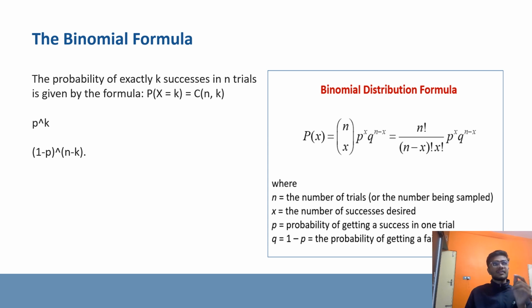If anything is happening, for example, this torch should turn on, the probability of the torch turning on would be 0.5. The probability of not turning on the torch would be 1 minus 0.5. So that's why q is equal to 1 minus p, the probability of failure.